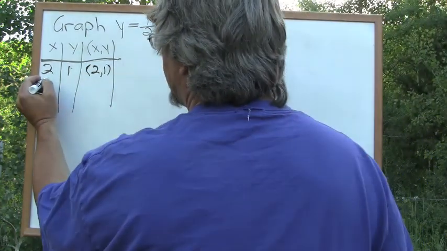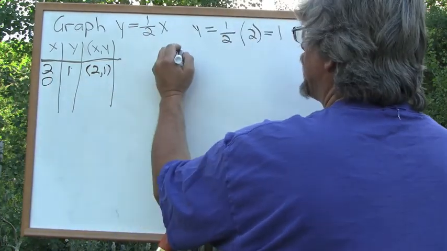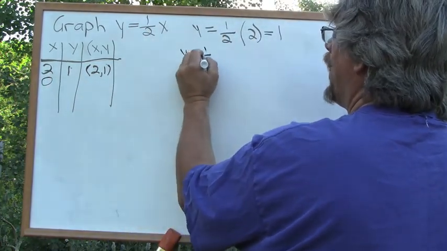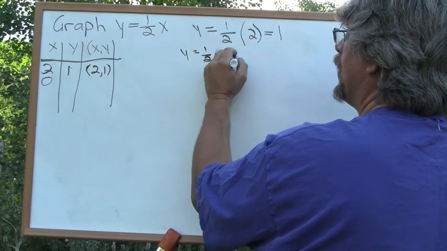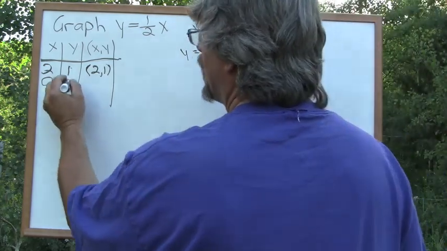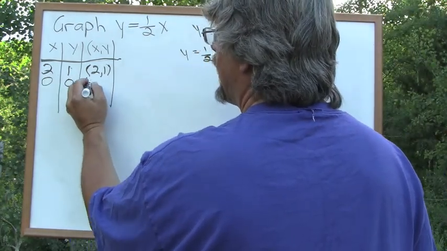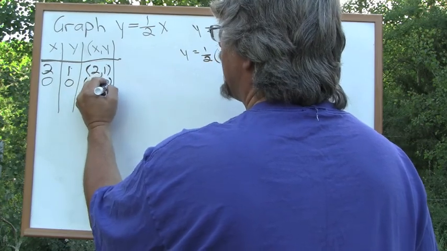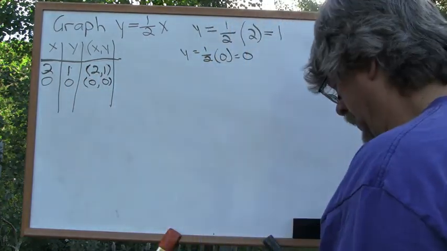Now let's choose 0. That means y equals 1/2 times 0. Any number times 0 is simply 0. So when x is 0, y is also 0.